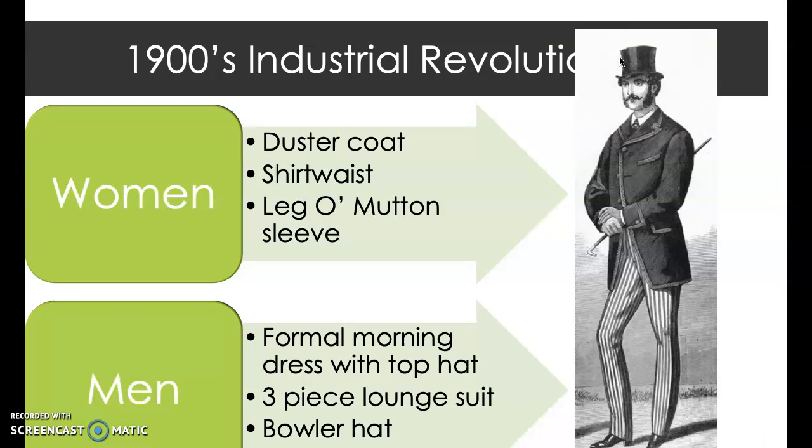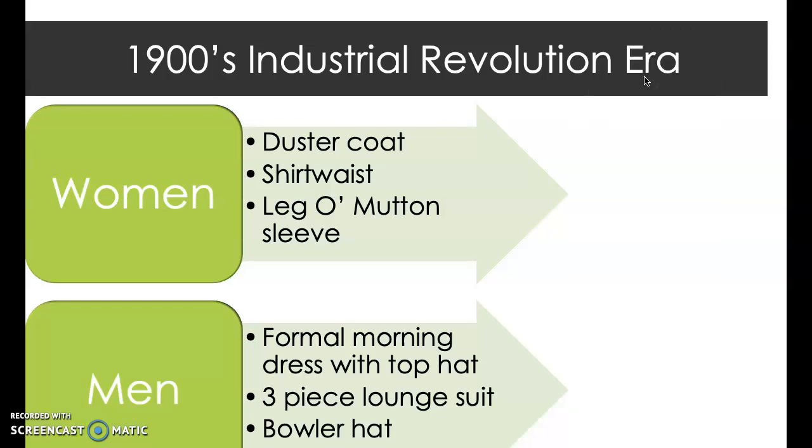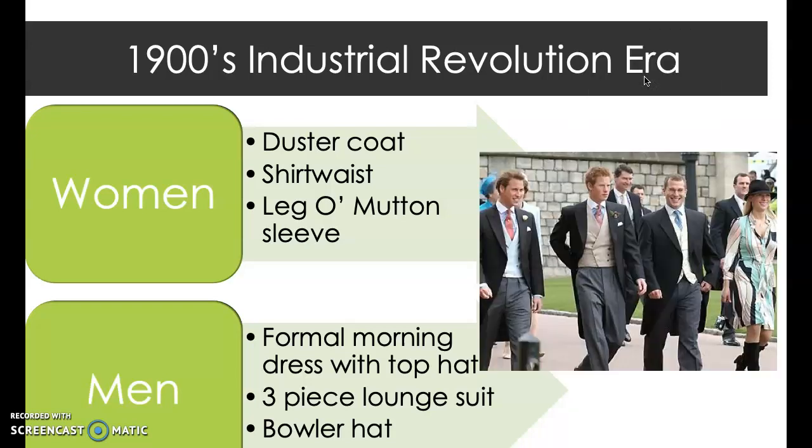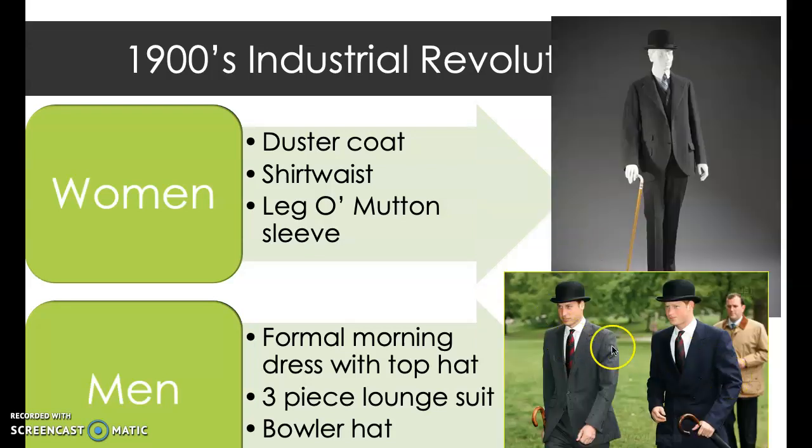For men's fashion, we have a formal morning dress with top hat. So if you look, we still have contrasting trousers, but we have a formal jacket and then a top hat. Then during the day, after you were done with your morning visits, you would change into your three-piece lounge suit. So this is a modern take on a three-piece lounge suit, but you have trousers, a jacket, and a vest. And then there was also a bowler hat. A bowler hat looks like an upside down bowl on your head, except it has a brim. So those are the fashions from the 1900s.